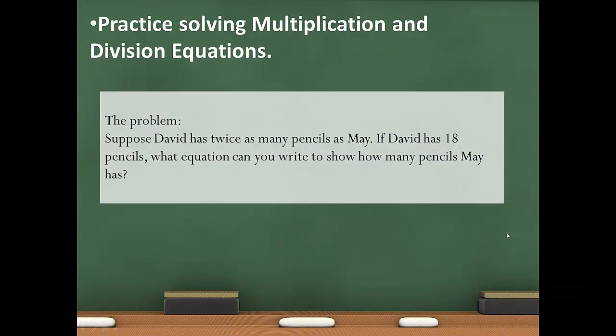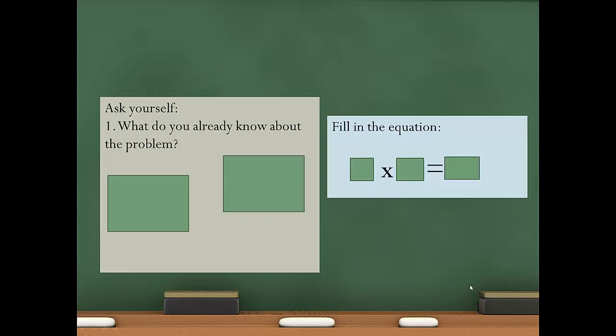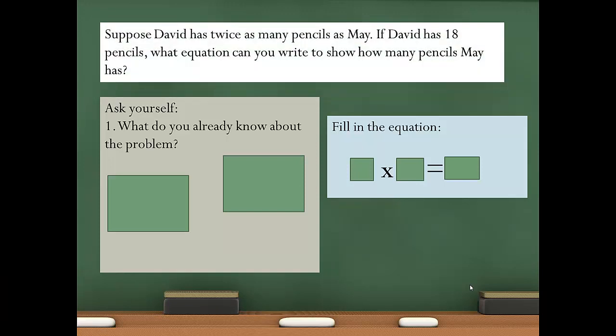So let's give it a little practice. Here's our problem for today. Suppose David has twice as many pencils as May. If David has 18 pencils, what equation can you write to show how many pencils May has? Think about this problem as we go ahead and ask some questions. What do you already know about the problem?